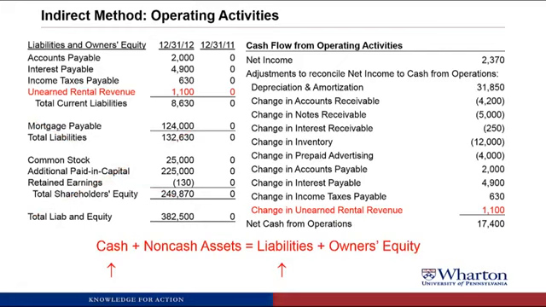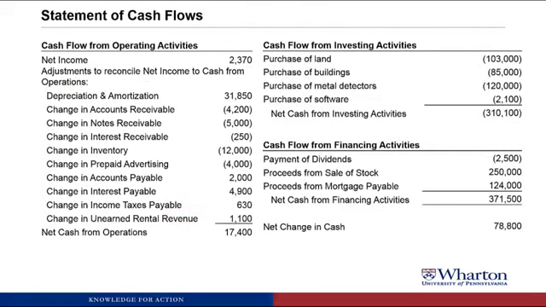And if you add everything up, you'll find that we get the same answer, $17,400, that we got under the direct method. So putting it all together, this is what Relic Spotter's cash flow statement is going to look like. Cash flows from operating activities are going to be under the indirect method. And then we'll have cash flow from investing and financing activity under the direct method.